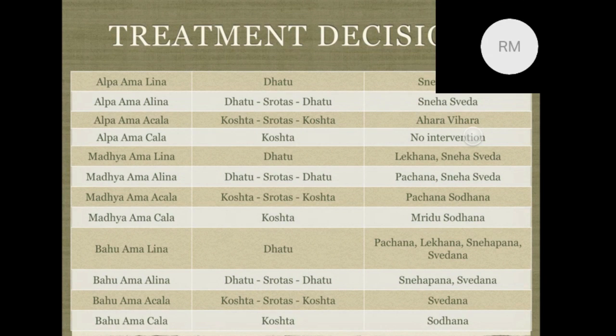Alina means clinically identified. And then we have Bahu, means large quantity. Chala means mobile. Achala means immobile.